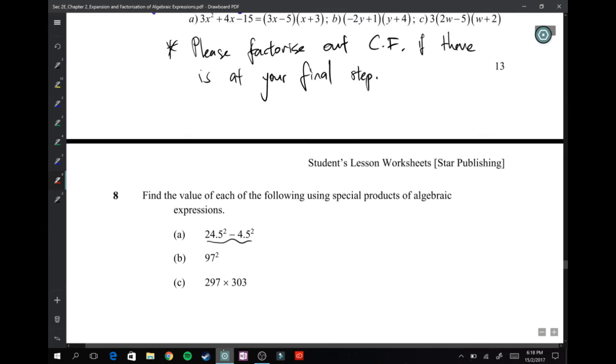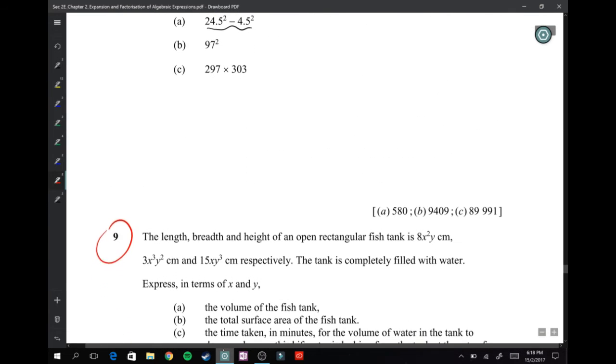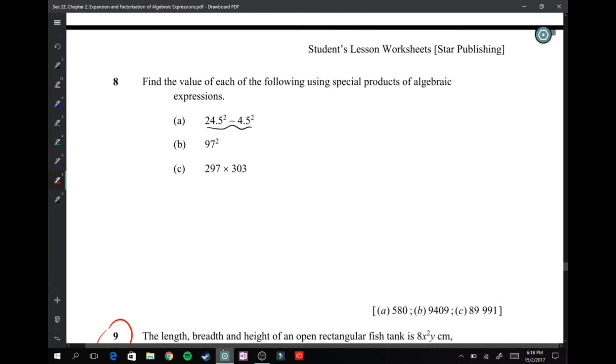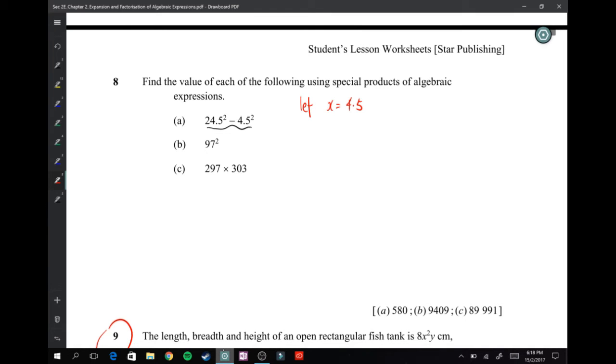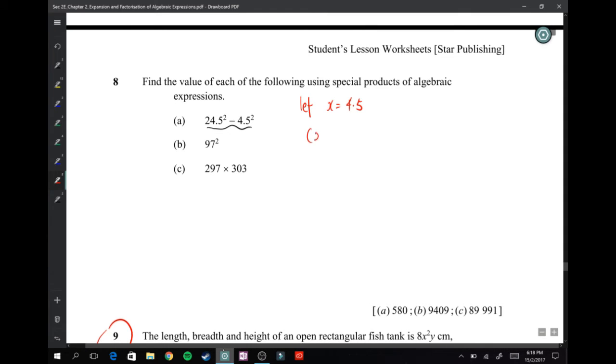You can let x equal to 4.5, but you know 24.5 is 20 plus 4.5, right? So your equation will then look like this: 20 plus x square minus x square equals a square minus b square, right?